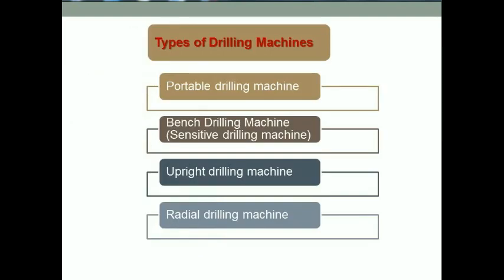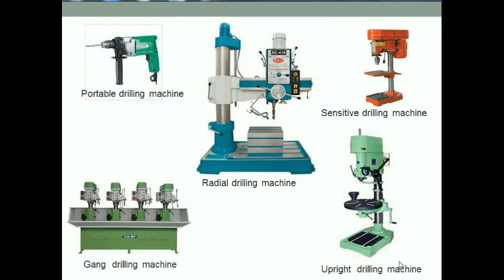These are the different types of drilling machine: portable drilling machine, bench drilling machine, upright drilling machine and radial drilling machine. Various machines are required because we need to create different sizes of holes. The portable drilling machine is very useful in day-to-day life. Next is the sensitive drilling machine. Normally it is used for fabrication works.